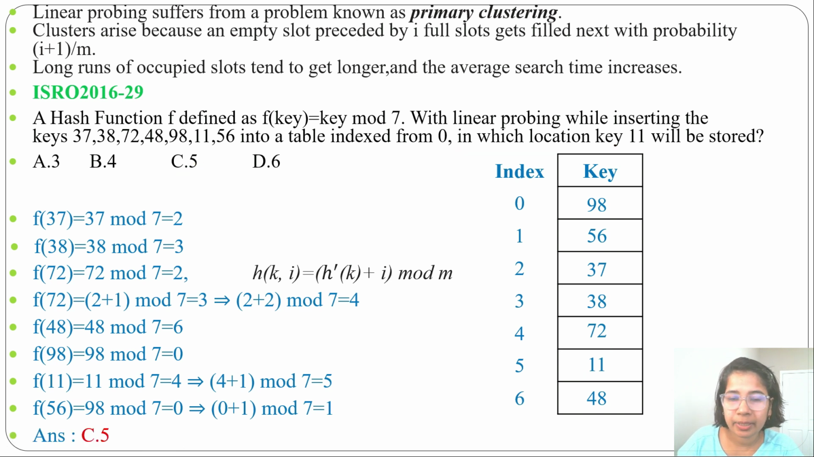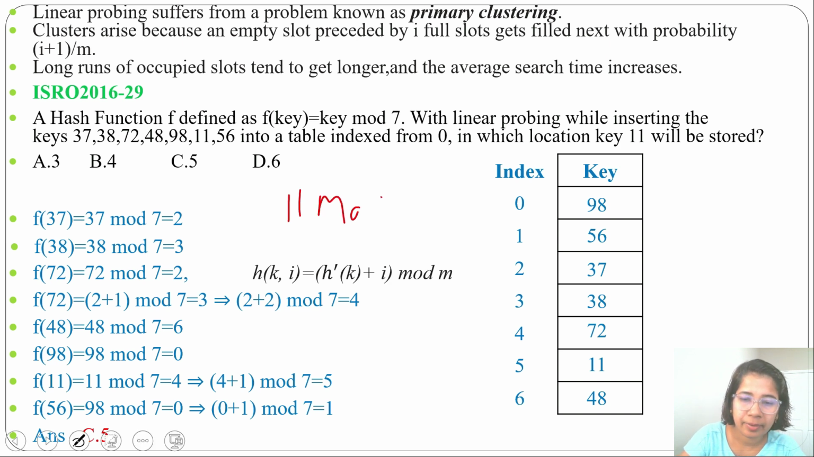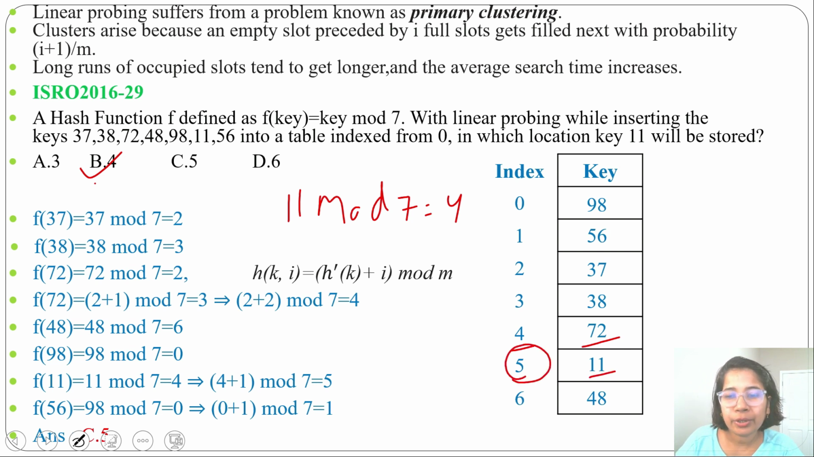Suppose without creating the table you want to find the answer, then 11 mod 7 will be 4, and 4 is also an option. So you might think the answer is 4. But when you create the table, the 4th slot is filled. That's why we insert 11 in the 5th slot. The answer is 5. So you need to create the table to get the proper slot.